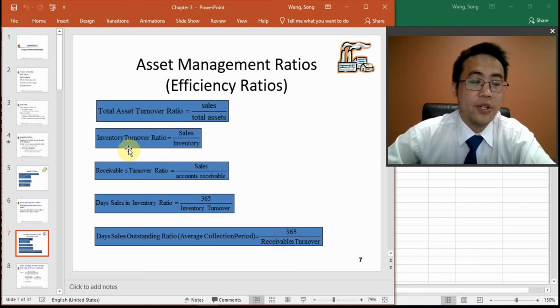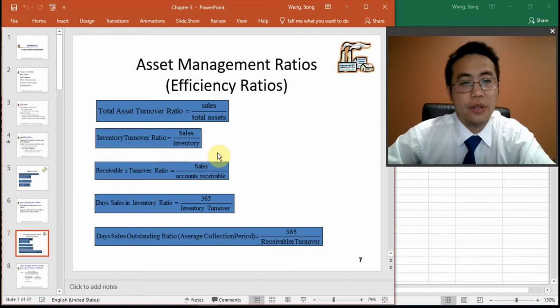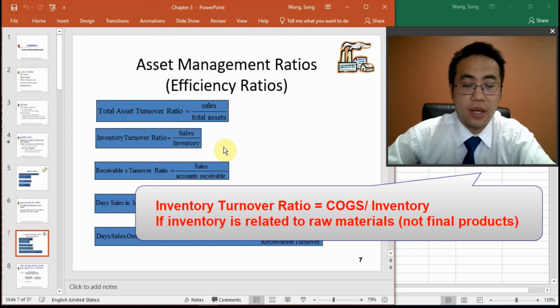Another turnover ratio is called the inventory turnover ratio. You can use sales divided by inventory. In some other cases, you can use cost of goods sold divided by inventory. It depends on whether the inventory is raw materials. If it's raw materials, you use the cost of goods sold. If the inventory is final products, you use sales to divide.